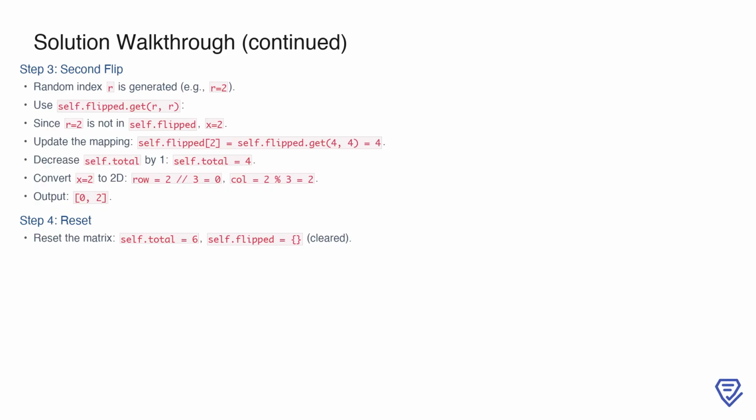Finally, when we reset the matrix, we restore self.total to its original value of 6 and clear the self.flipped dictionary. This allows us to start fresh for a new series of flips.